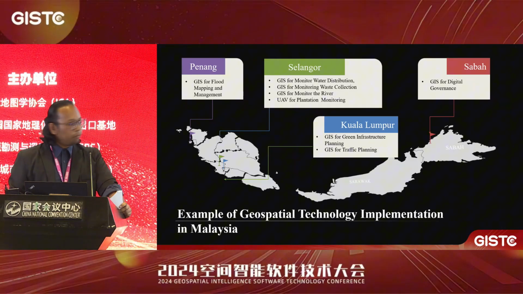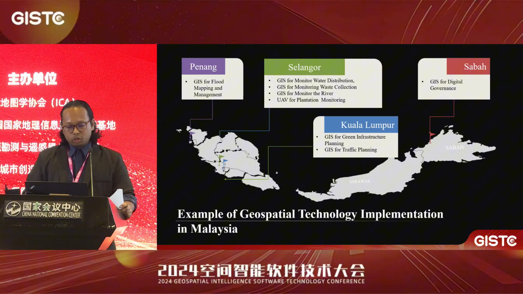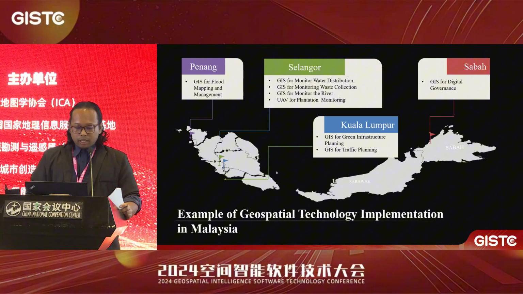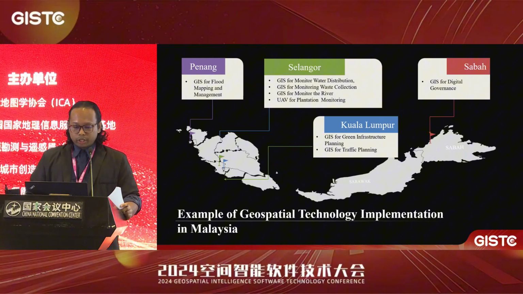This is some example of geospatial technology implementation. It's just some examples. For every state, actually, every government agency and local council has their own GIS system and also IT system. For example, in Penang, GIS is used for flood mapping and management. Selangor has GIS to monitor water distribution, waste collection, and also the river.